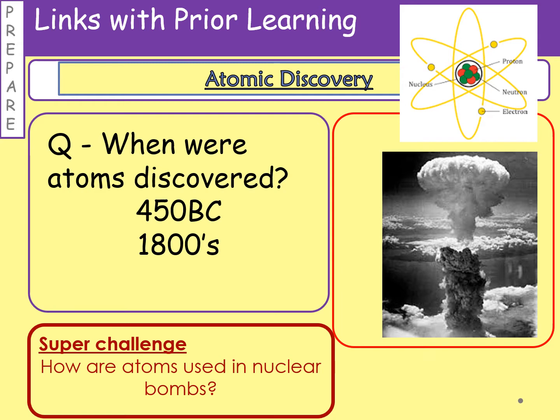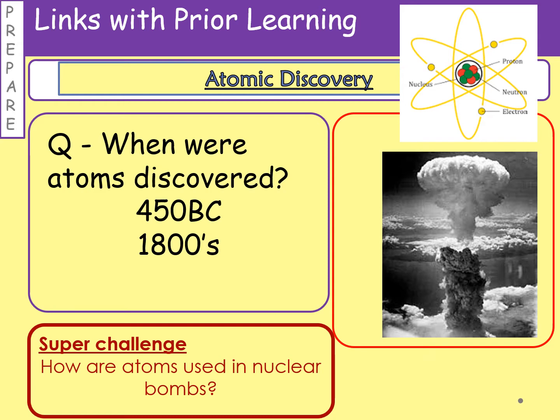We'll learn about a few of those scientists today. But the concept of atoms, of matter being made up of small particles that we couldn't see, was first suggested in ancient Greece around 450 BC. So the idea has been around a long time, but the evidence, the proof that they existed, didn't really come until the 1800s.